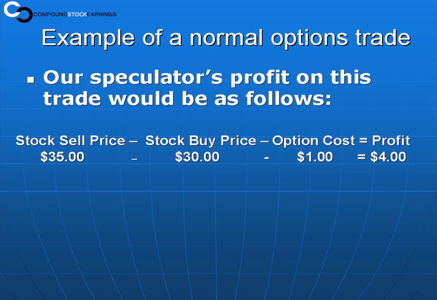He has exercised his right to buy the stock at 30. He's bought it at 30. He then turned around and sold the stock at the current market price, which is $35. So he's made $5 a share here. And the option cost him $1 per share at the start of the period, whenever he invested in the option. So he ends up with a profit of $4 a share.